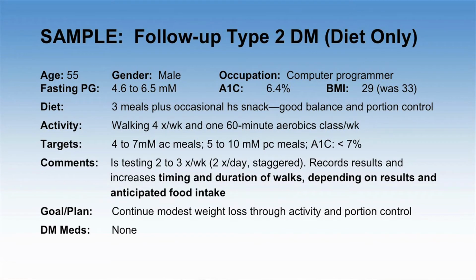His meal balance is excellent. He's walking 4 times a week. He's going to aerobic classes. This is the dream person with diabetes. He's done exactly what he needs to do. Now currently, he is testing 2 to 3 times per week, twice a day staggered, and he's recording the results and kind of bases his walks depending on his results and anticipated food intake. Okay, so let's run through the tool with this guy and see what we come up with.